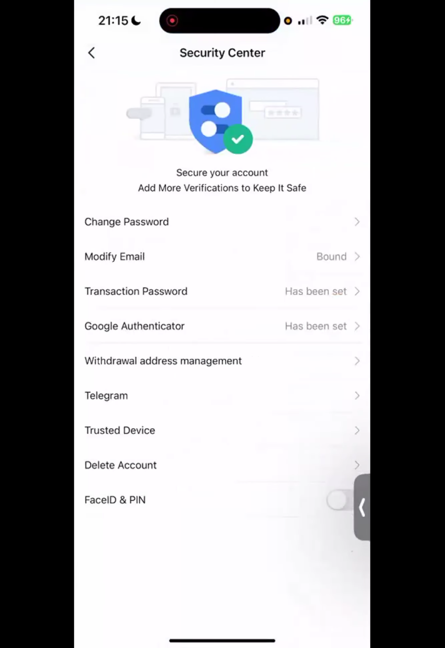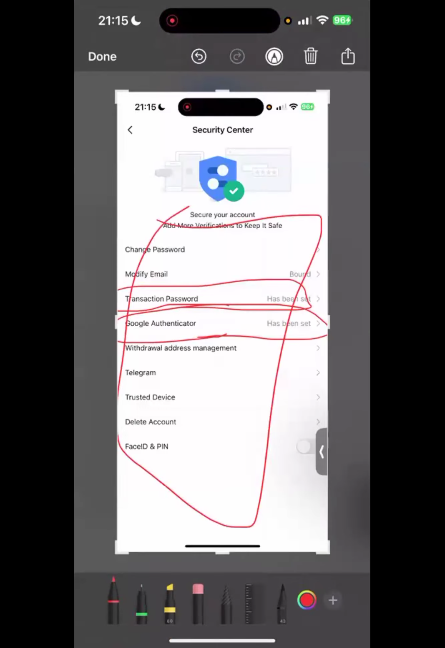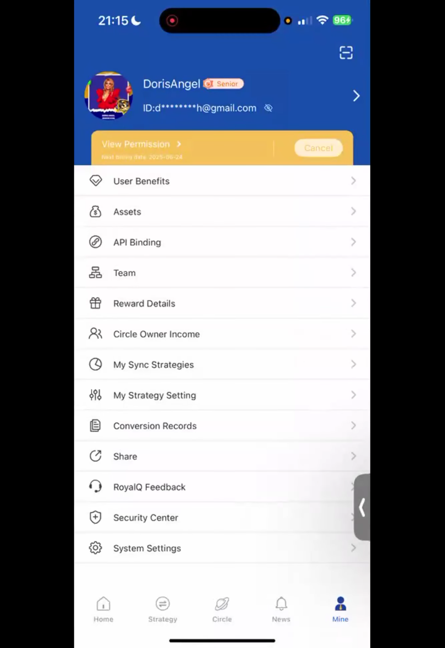Security center has to do with the security of your account. Okay. You have to set transaction password because anytime you want to make a withdrawal or any transaction, you might need it. Then Google Authenticator, you can add it for extra protection. Okay. So Saturday, I'll take my time and take you through all this once again. I'm just showing you where you can see them.